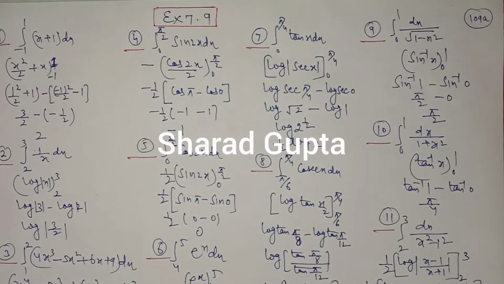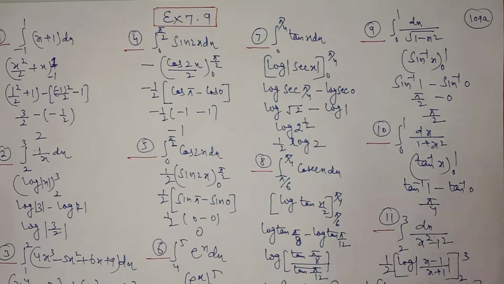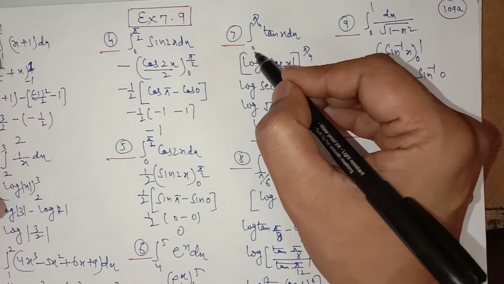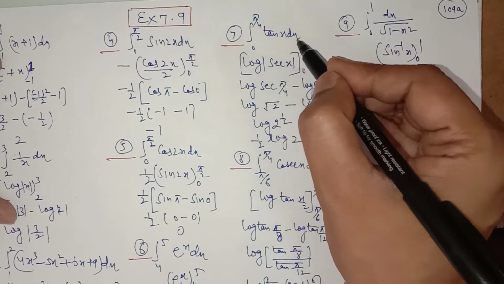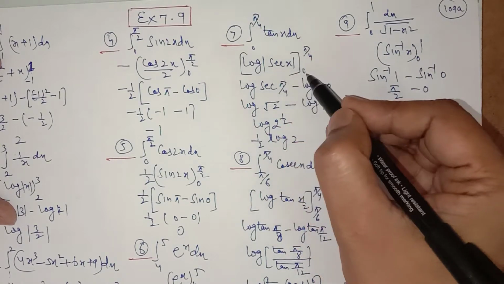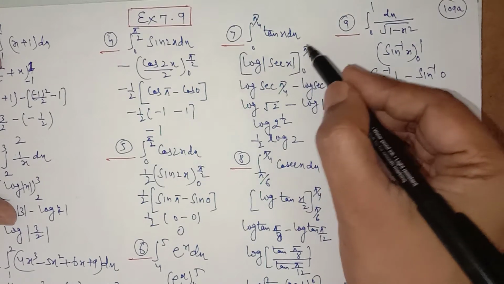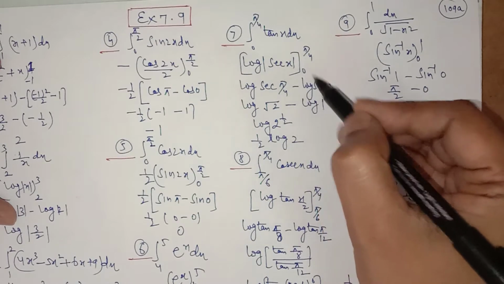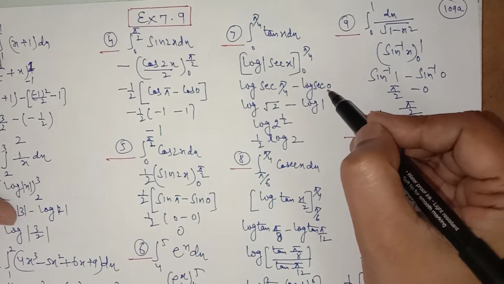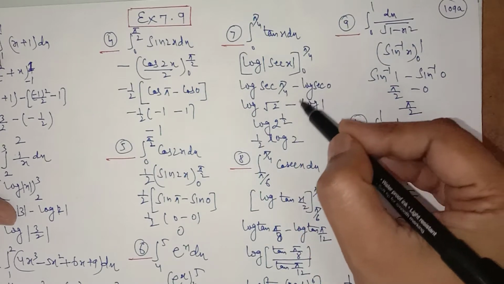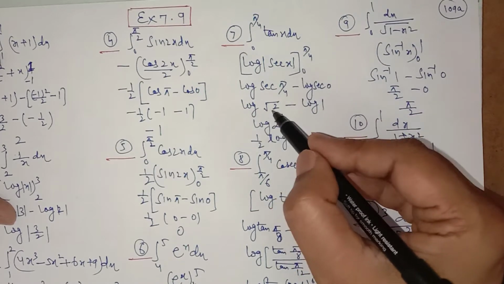Hello, this is lecture number 18 for the chapter integration, and we're discussing exercise 7.9, starting with question number 7. It is a definite integral from 0 to pi by 4 of tan x with respect to x, and you know the integral of tan x is log sec x, with limits 0 to pi by 4. So upper limit replaced by x, that is log sec pi by 4 minus log sec 0. Sec pi by 4 is root 2 and sec 0 is 1 and log 1 is 0. So its value is log root 2.